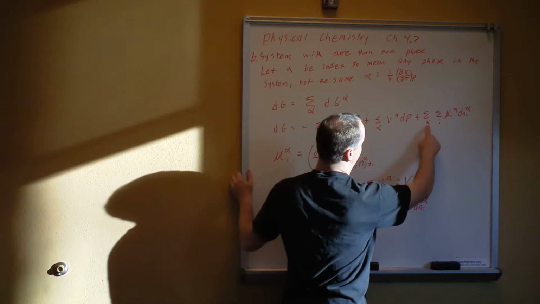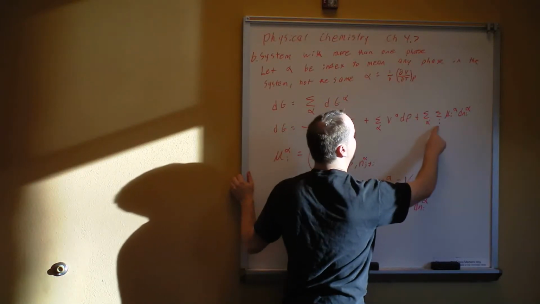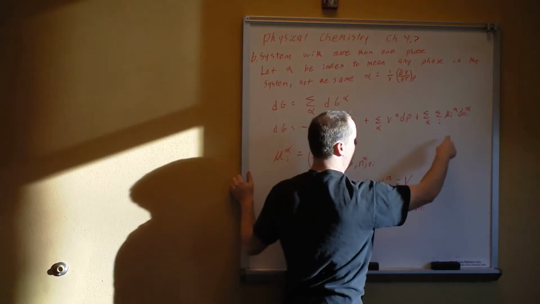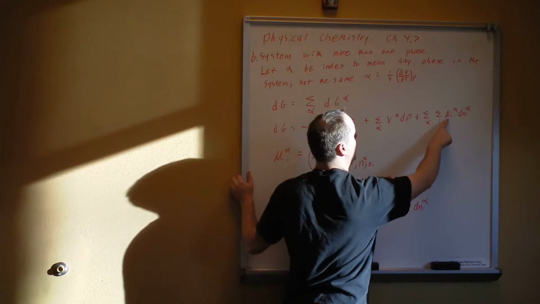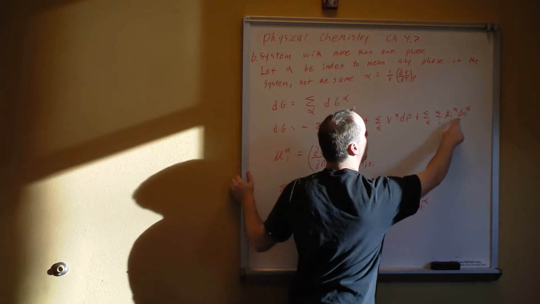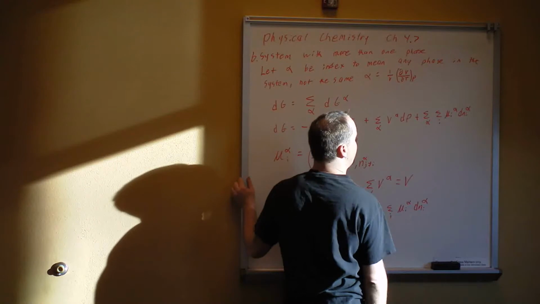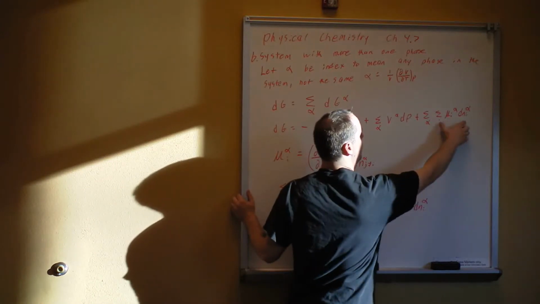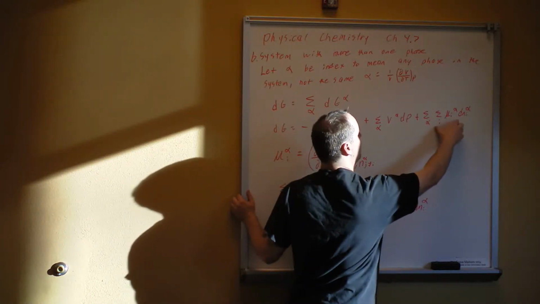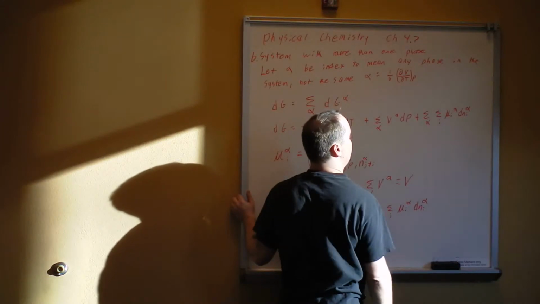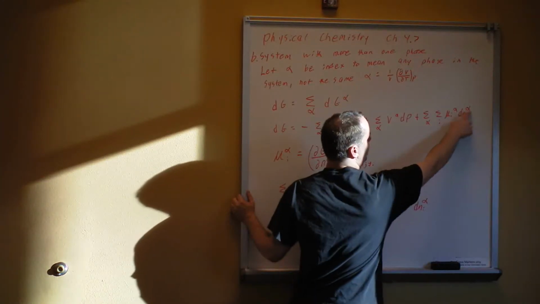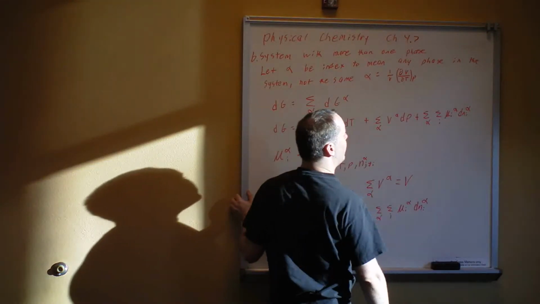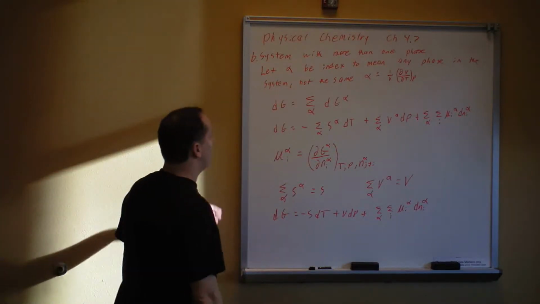So remember before, when we had one phase, we just had the sum over all the substances i, substance 1, substance 2, substance 3, all the way to substance k, of mu_i dn_i. But now we're going to do that for each phase. So for phase 1 we have this sum, phase 2 this sum, phase 3, all the way to however many phases we have. So again, this superscript alpha means we're talking about phase alpha. It is not an exponent.